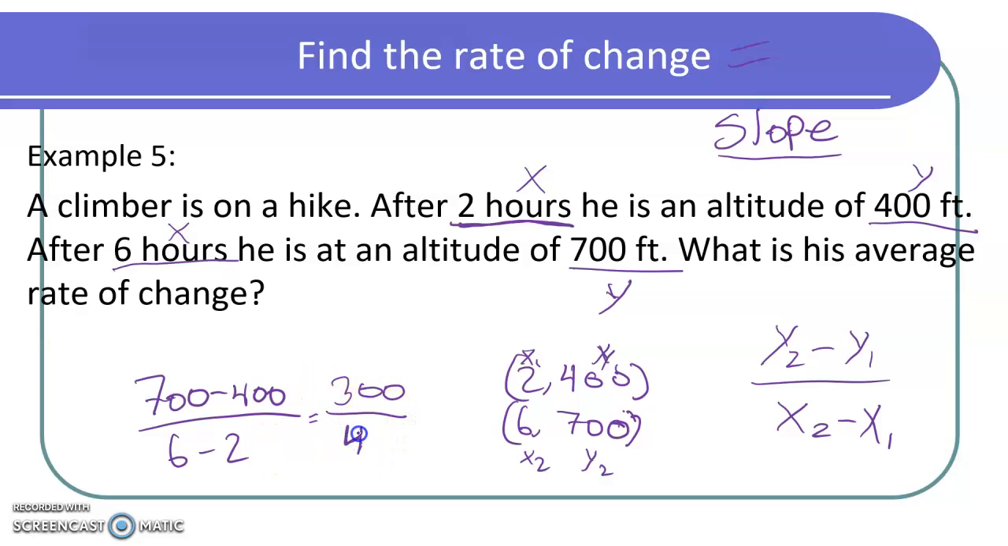And again, if I'm dealing with rate of change, normally I try to deal with units here. That basically tells me I'm dealing with 75 feet per hour. So every hour I'm climbing 75 feet. Okay, so that's what my rate of change is. So that is it for 1.3, rate of change and slope.